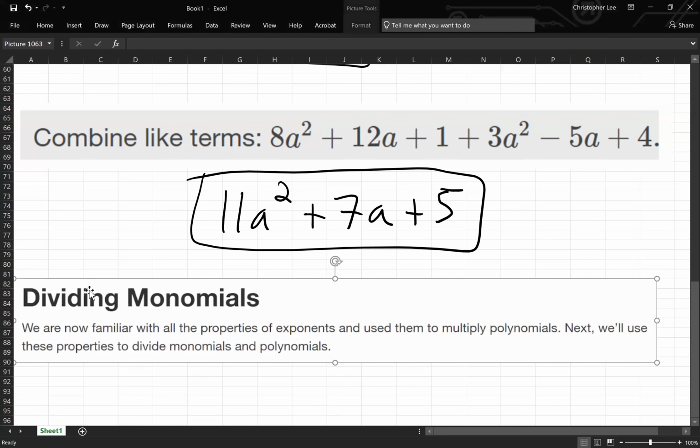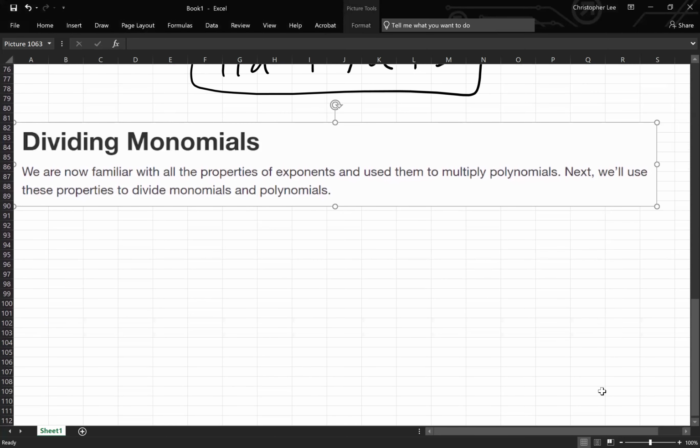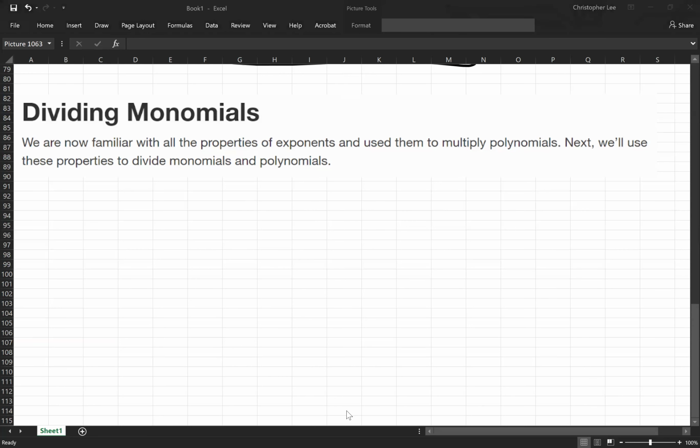So now we're going to be getting into dividing monomials, right? So we are now familiar with all properties of exponents, and use them to multiply polynomials. Next, we'll use these properties to divide monomials and polynomials. All right? Good stuff, good stuff.